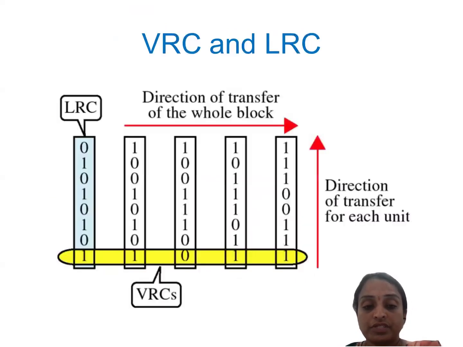This one shows the VRC and LRC. Okay. Vertical redundancy check and longitudinal redundancy check. Direction of transfer of data. This LRC is the directional, longitudinal direction of transfer of the whole block. Okay, in this direction. This one represents the VRC, vertical redundancy check. This one represents the direction of transfer of data with LRC and VRC techniques.